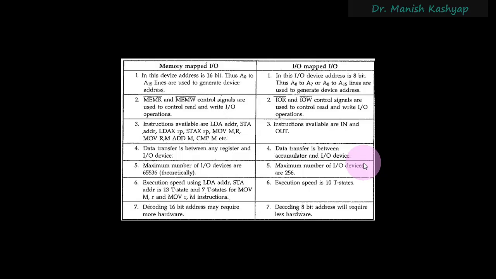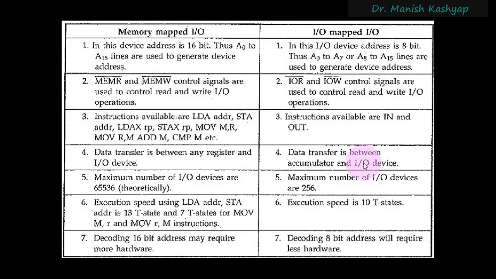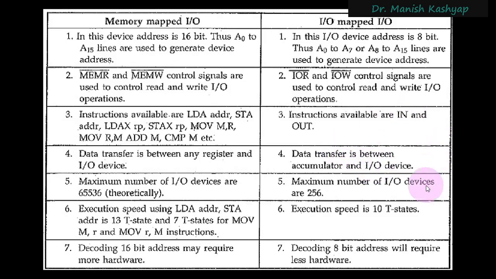And now let me list some differences between memory mapped input output and input output mapped input output. Let me read it line by line, and let us discuss these facts. In memory mapped input output, the device address is of 16 bits. Of course, because you're trying to connect your input output device at a vacant location in memory where you haven't inserted the memory chip, so the address has to be of 16 bits. Thus, the A0 to A15 lines are used to generate the device address. This is very, very obvious. And the equivalent point in input output mapped input output is that the device address is of 8 bits.